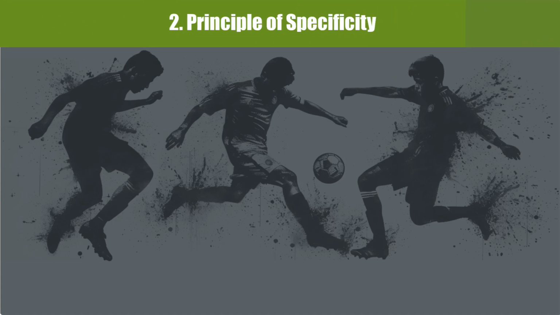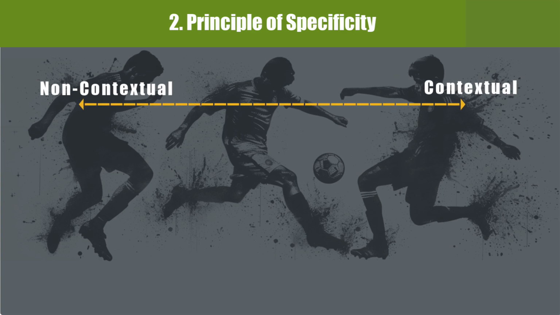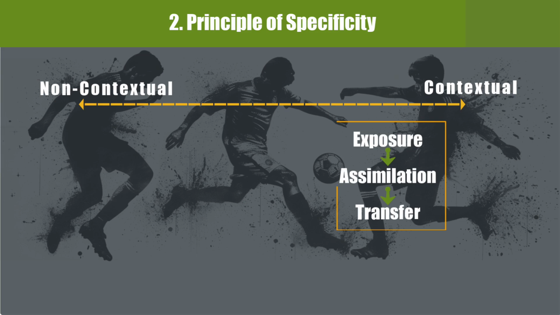All training activities that we can use during a training session fall within a spectrum of non-contextual and contextual activities. This spectrum is called the principle of specificity. The principle of specificity states that training activities that closely resemble the game will be easier to assimilate and transfer to match conditions. The goal of all training activities should always be the transferability of skills. Exposing our young players to contextual activities will ensure they learn to play the game more efficiently.